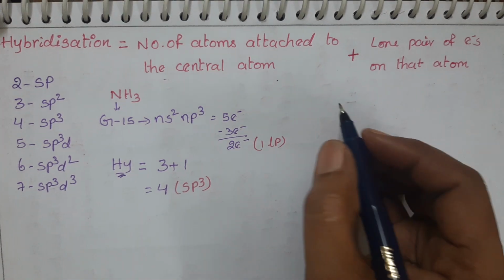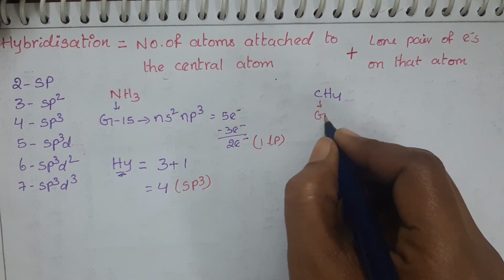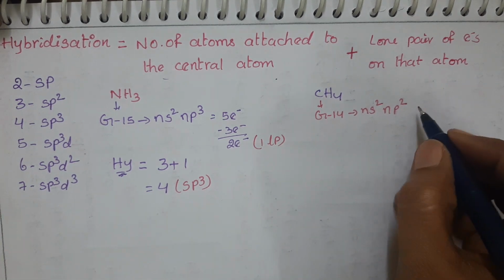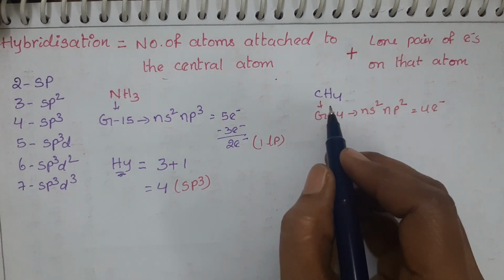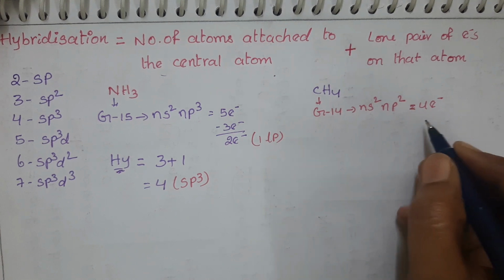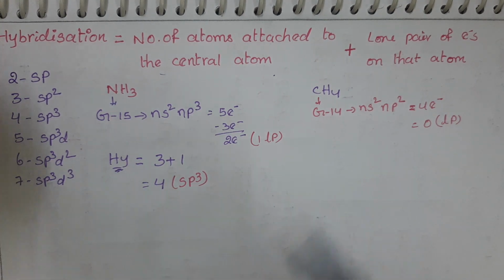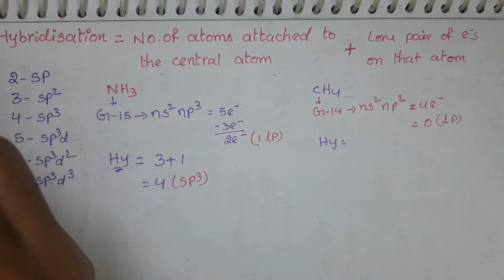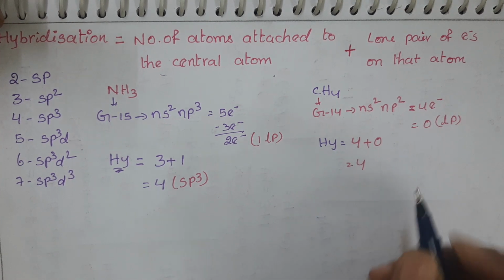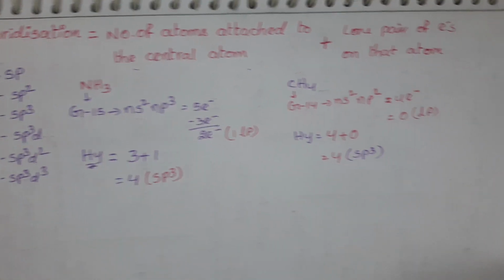Now let us take one more example, CH4, methane. In methane, carbon belongs to the group 14 elements, and its valence shell electronic configuration is ns2 np2. It contains 4 valence electrons and forms 4 bonds. So all 4 electrons are involved in the 4 bonds, and there is no lone pair of electrons, that is, 0 lone pairs. Now hybridization equals the number of atoms attached, 4, plus the number of lone pairs, 0. It is 4. So in the methane molecule, the carbon hybridization is also sp3.